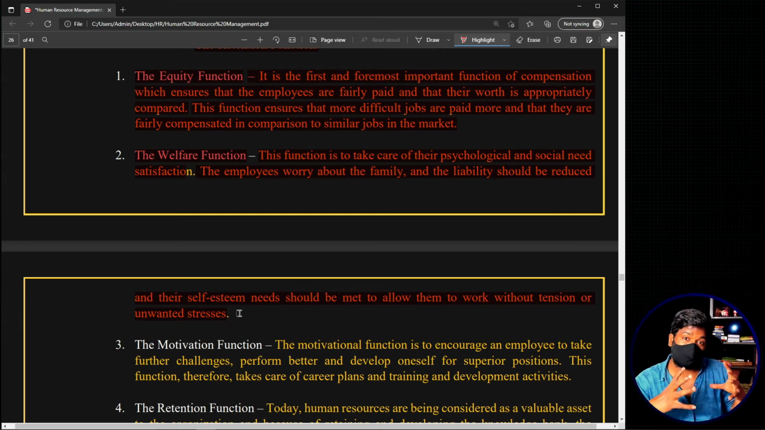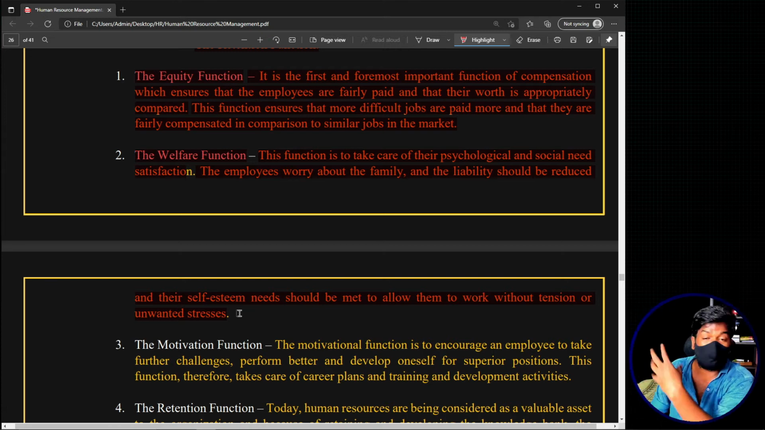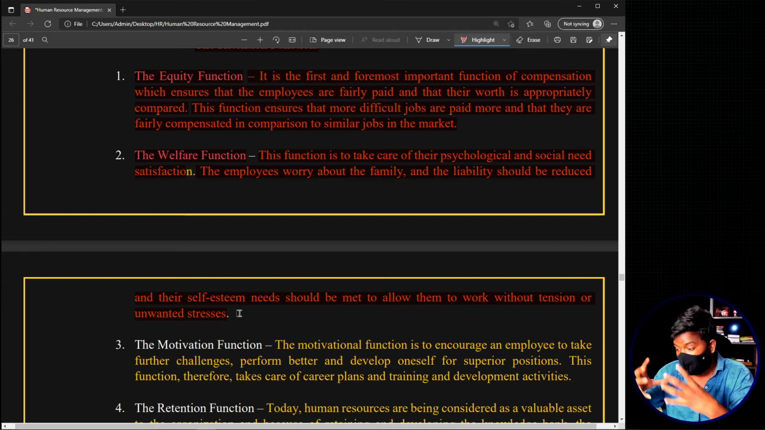So the organization uses this compensation concept to try to empty that part of the mind which is continuously focusing on family tensions and family pressures in terms of welfare. So the organization will try to focus on that particular welfare concept, using this compensation, so that it could remove any tension or stress that the human resource has, which may have the chance of impacting their performance. Okay, that is the second function, the welfare function.